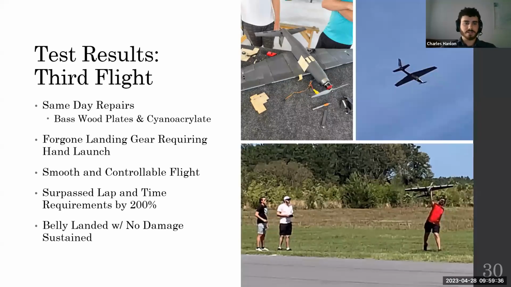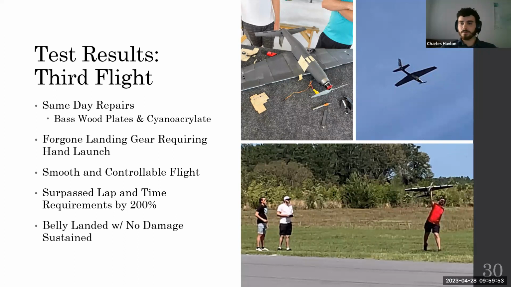On the same day of that second test flight, rapid field repairs were made with the basswood sheets and cyanoacrylate glue, and this was very successful in reattaching the nose of the plane to the aircraft. This lost about an inch of fuselage length, but allowed us to accurately place the CG.